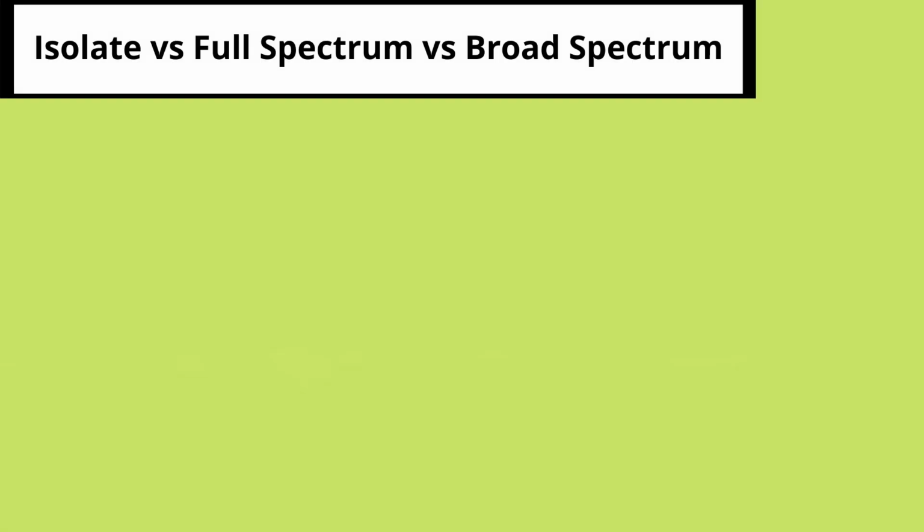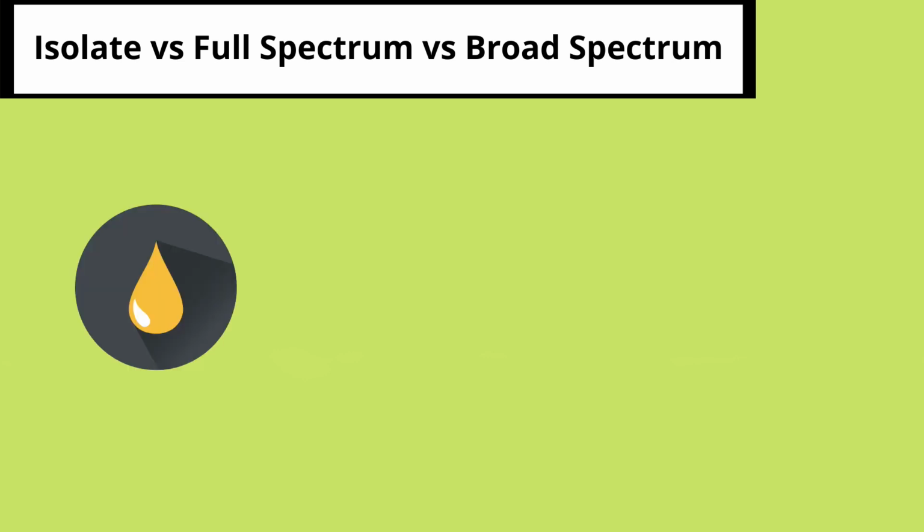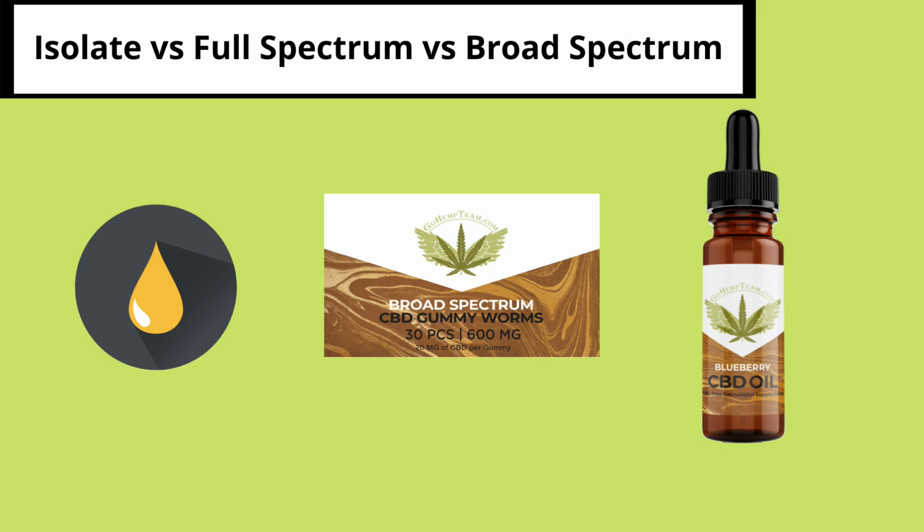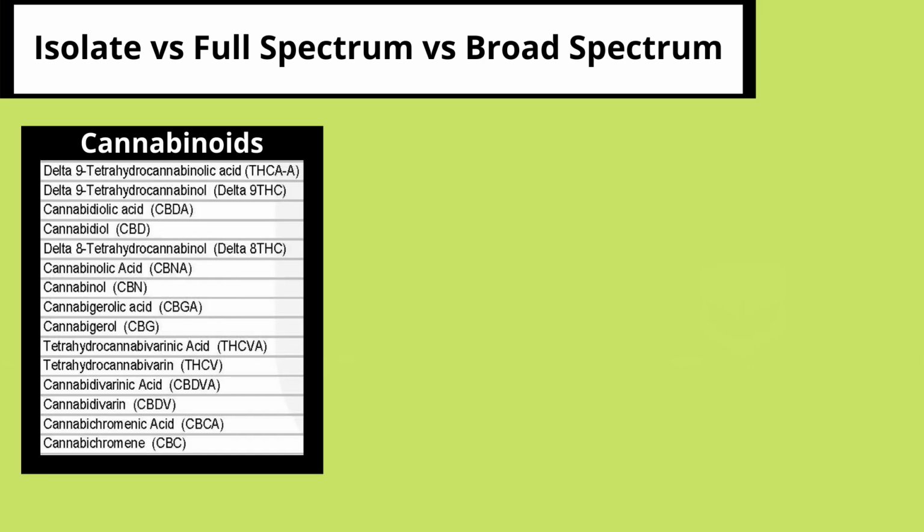In this video, we're going to cover the difference between isolate, full spectrum, and broad spectrum. Usually these terms are seen in concentrates, edibles, and tinctures, though what makes something an isolate, a full spectrum, or a broad spectrum? Well, it all has to do with the cannabinoids being extracted from the hemp or cannabis plant. We can see here a list of cannabinoids that we have learned about, their creation and pathways within the plant. So, what is the real difference between these three?